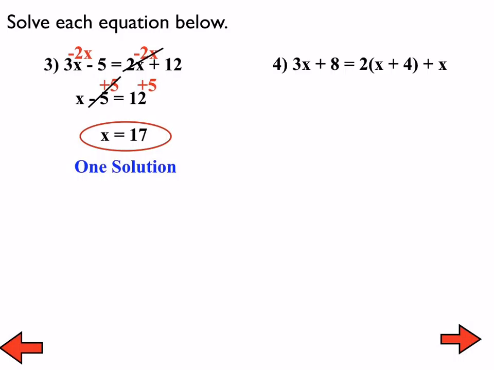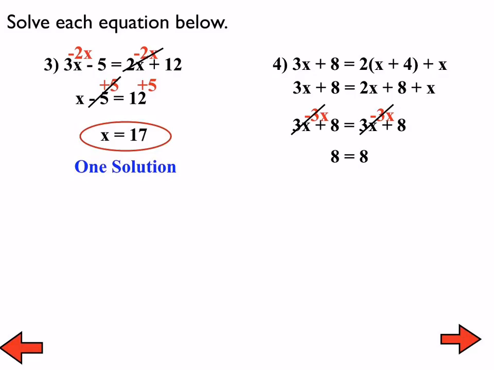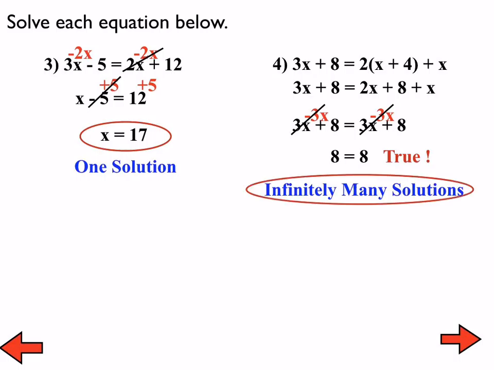Number 4, distributive property first. So 3x plus 8 equals 2x plus 8 plus x. And I have 3 x terms, but you can combine like terms only on the same side as the equal sign. So don't put all of them together. So this would be 3x plus 8 equals 3x plus 8. If I subtract 3x from both sides, I'm left with 8 equals 8. Is that true? Yes. So this will be infinitely many solutions. And the words is your answer. If you leave it as 8 equals 8, you have not told me the solution yet.